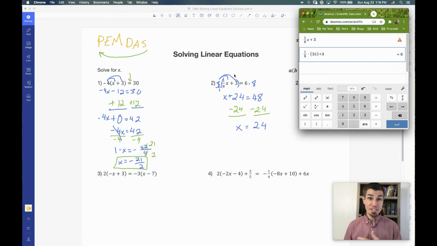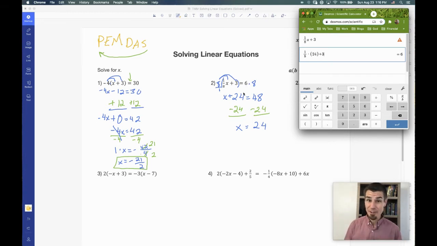And as always, we can just check our solution. See if when we plug 24 into the original equation, does it really make everything equal? Does it make a true statement? And as we can see right here, on the left side, we had 1/8 x plus 3. When we substitute 24 in for x, that was our solution, we do get a 6. And that was what our original equation gave us.